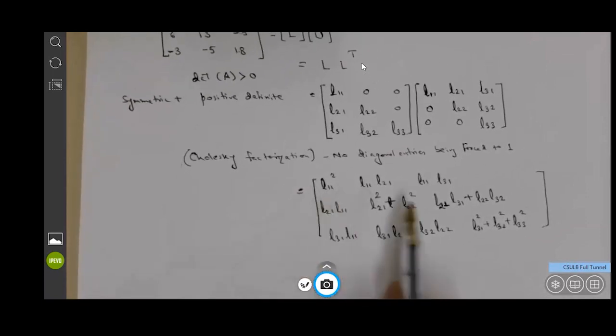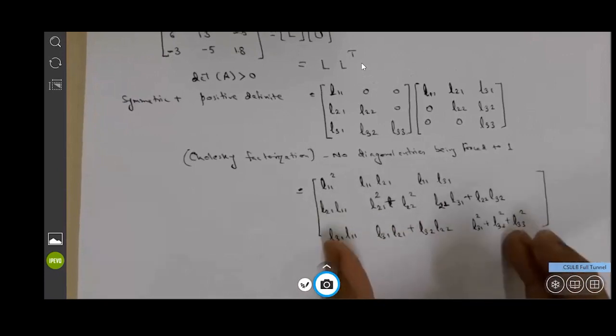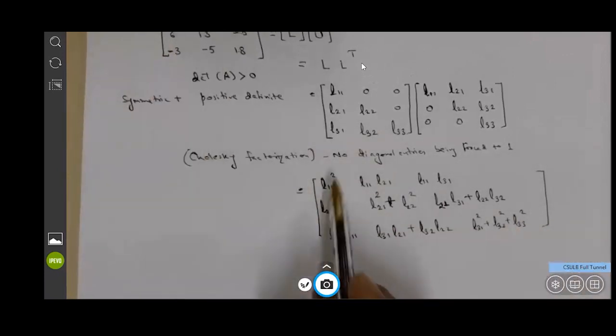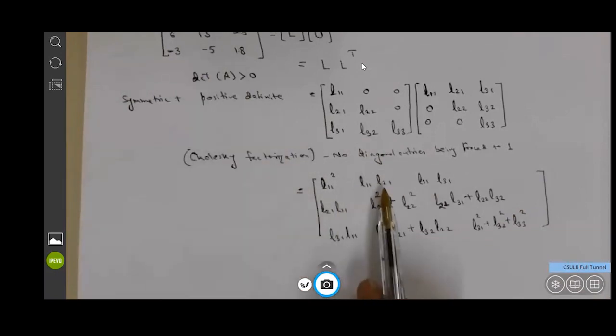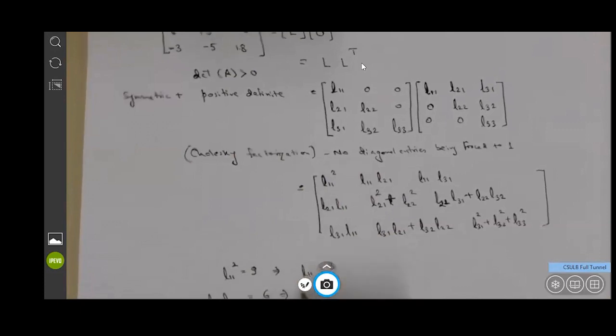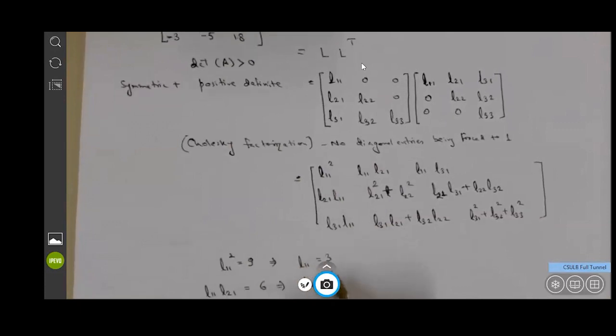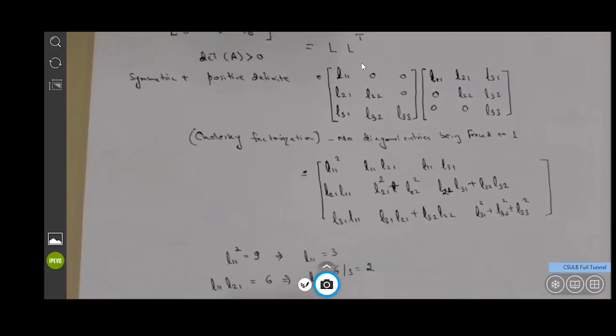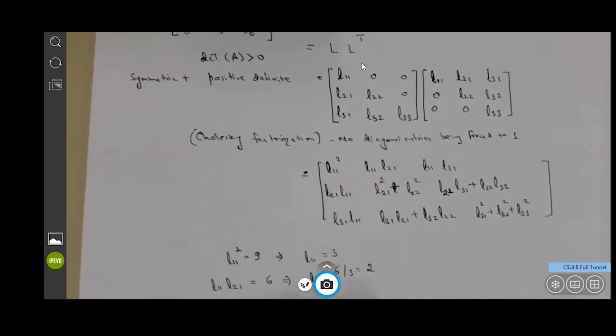Okay, so now once we have got this, we know that this matrix has to be the same as this matrix. So all the corresponding coefficients have to be equated. So L11 square will be 9, and we are taking just the positive square root. So L11 is equal to 3. Now L11 times L21 is equal to 6. L11 has already been found out. So L21 is 6 divided by 3, which is 2. L11 times L31 is negative 3. I already know L11, so L31 would be negative 3 divided by 3, which is negative 1.